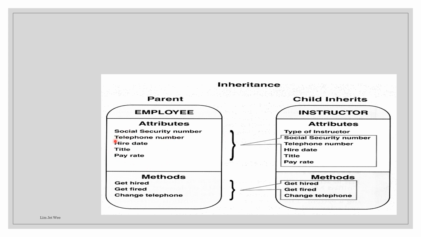It will inherit all these attributes. So all these attributes are inherited here, from social security number, telephone, the date hired, the title, the pay, it's all here. But it can have its own attribute, such as the type of instructor. Is it a technical instructor, soft skill, part-time, full-time, whatever. But it doesn't just inherit attributes, it also inherits the methods. All these methods here get inherited over.